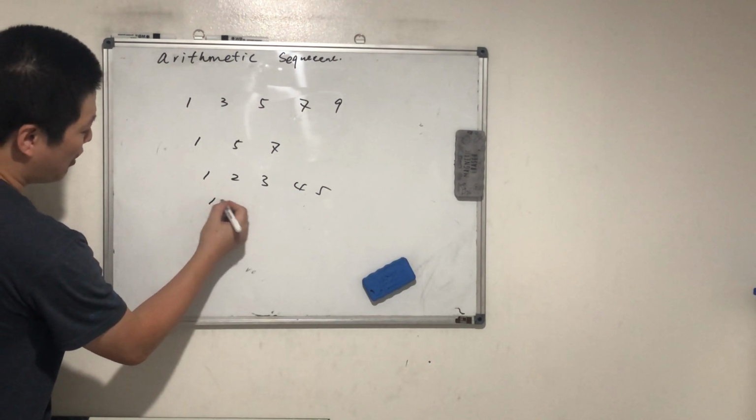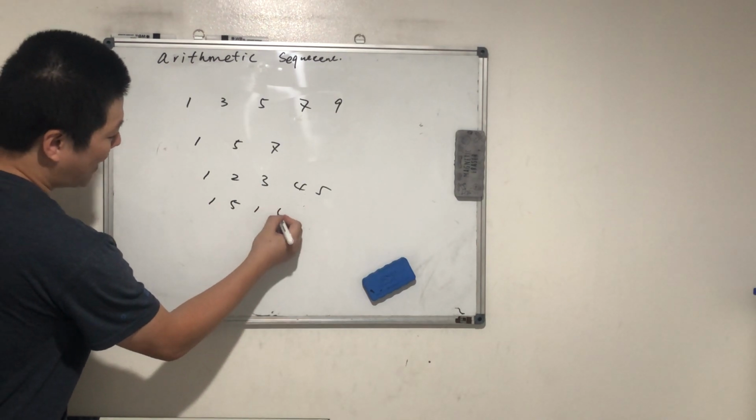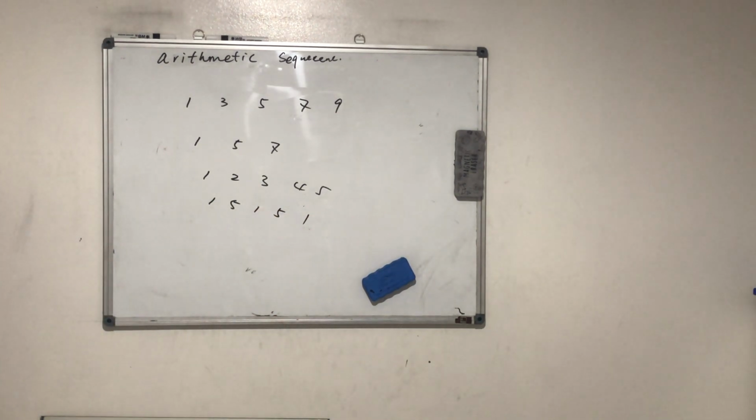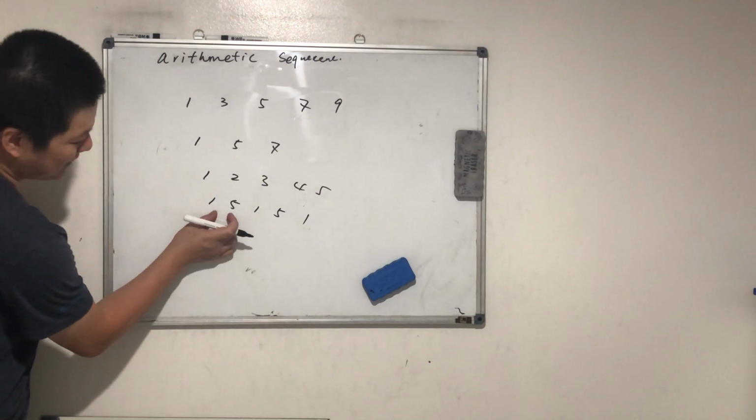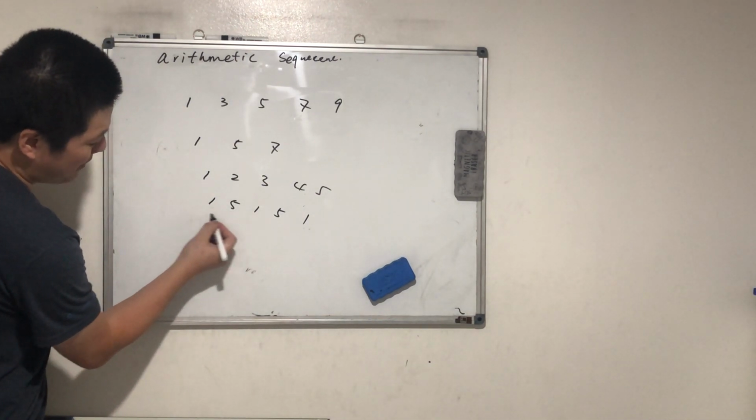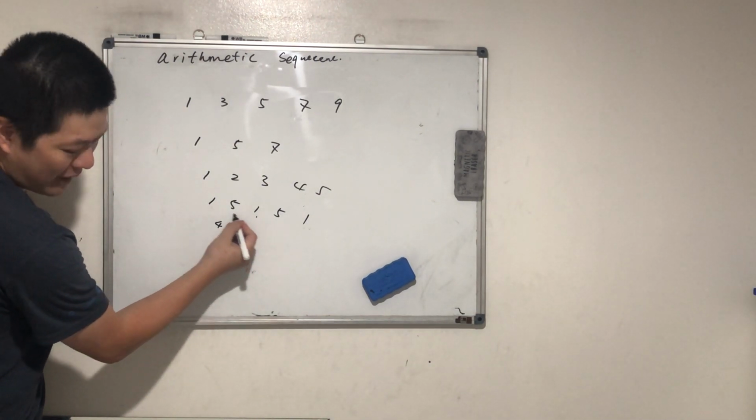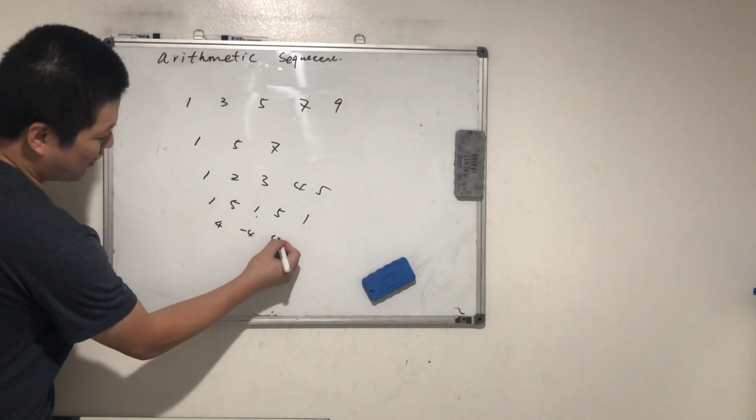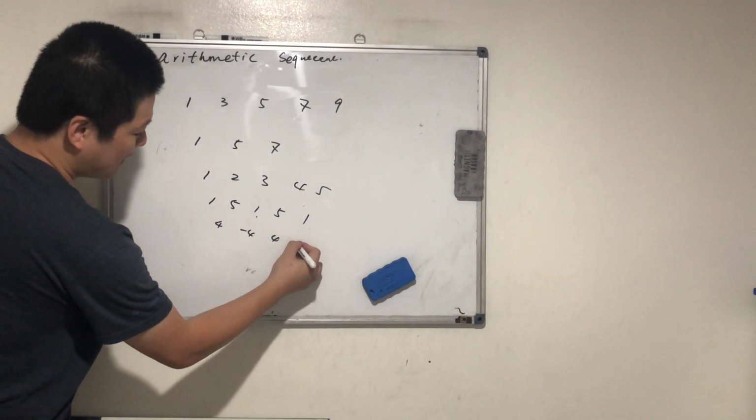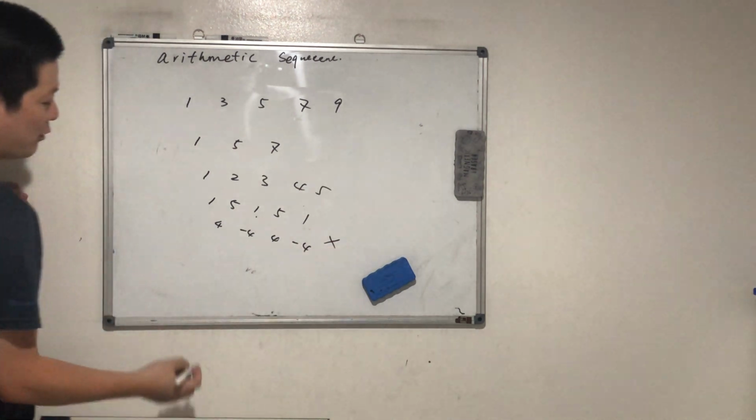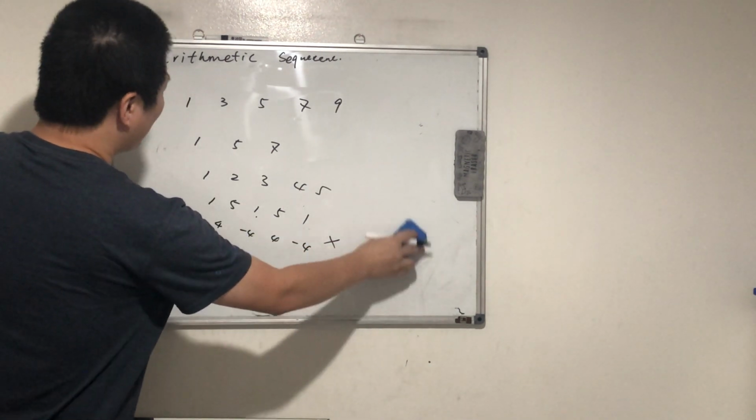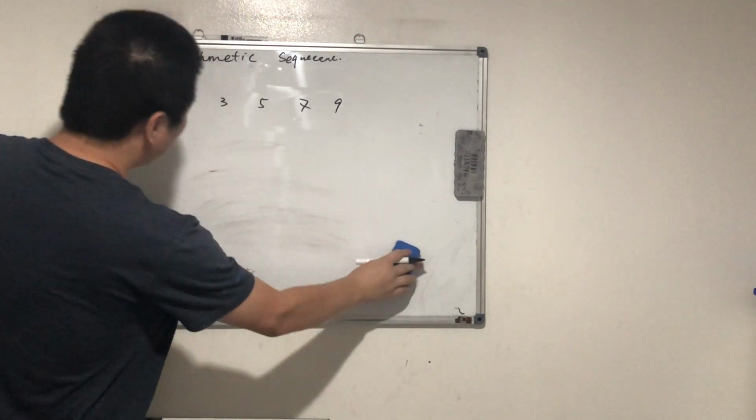Okay, so how about this? 1, 5, 1, 5, 1. The distance is also 4, but look, 5 minus 1 is 4, and 1 minus 5 is minus 4. So this is not an arithmetic sequence. So we are looking for numbers where the first number is A.